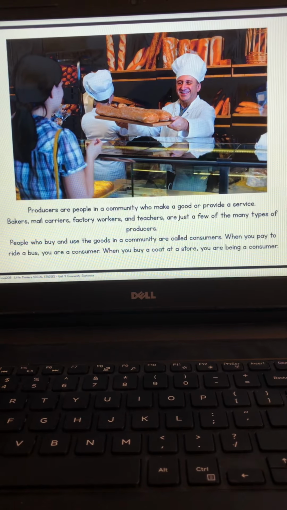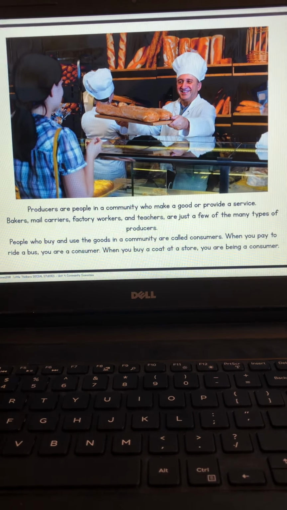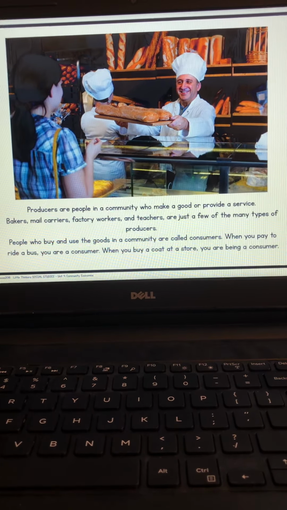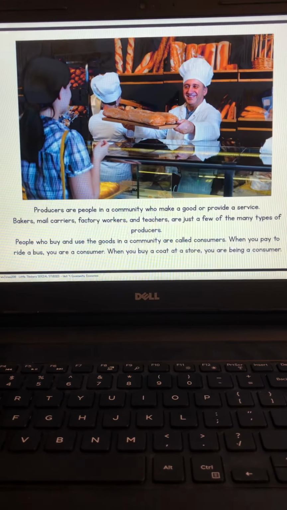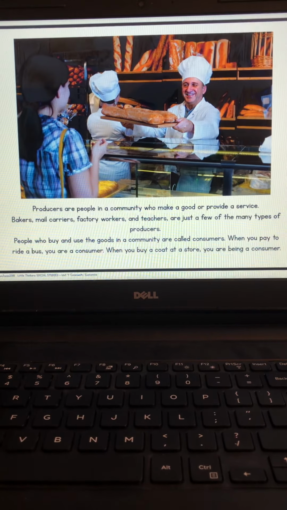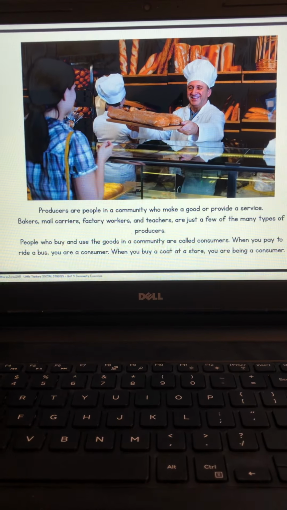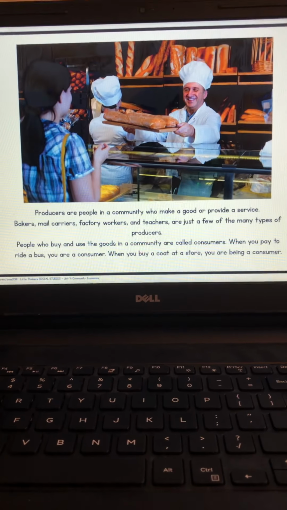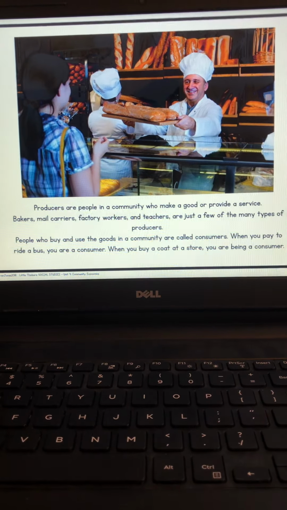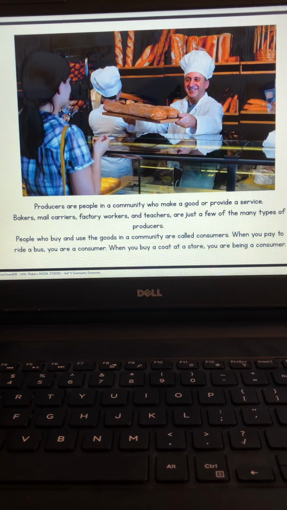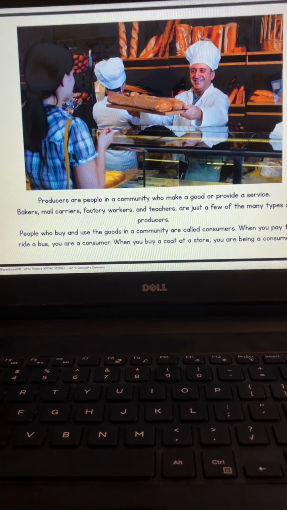But when you're buying something, you are a consumer. So if you buy a coat at a store, you're a consumer. The person who made the coat, they're the producer. If you watch a movie, you're a consumer. You're the one watching it. You're paying money to watch it. But the people that made the movie, they are the producers. They made it. So you need producers and consumers.